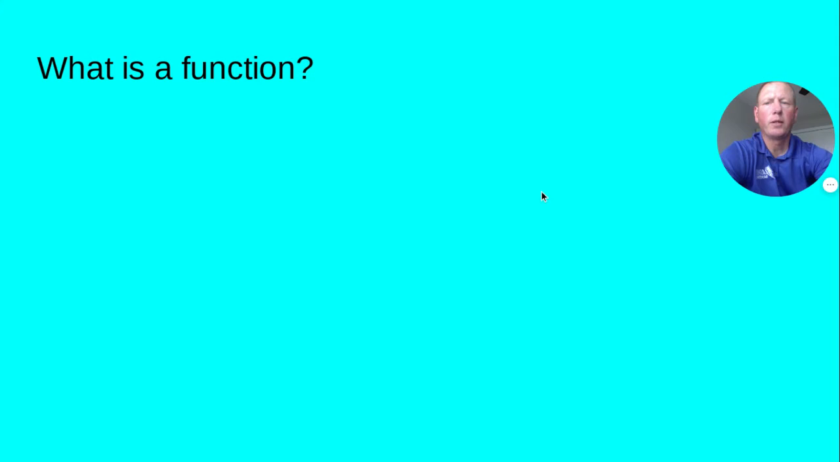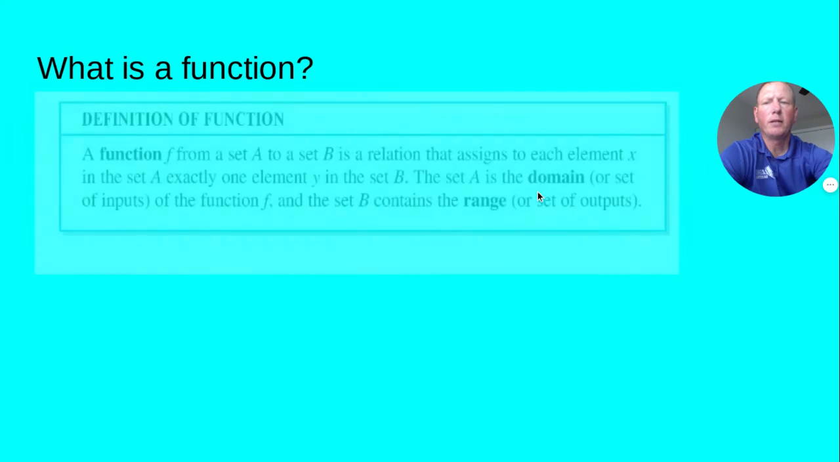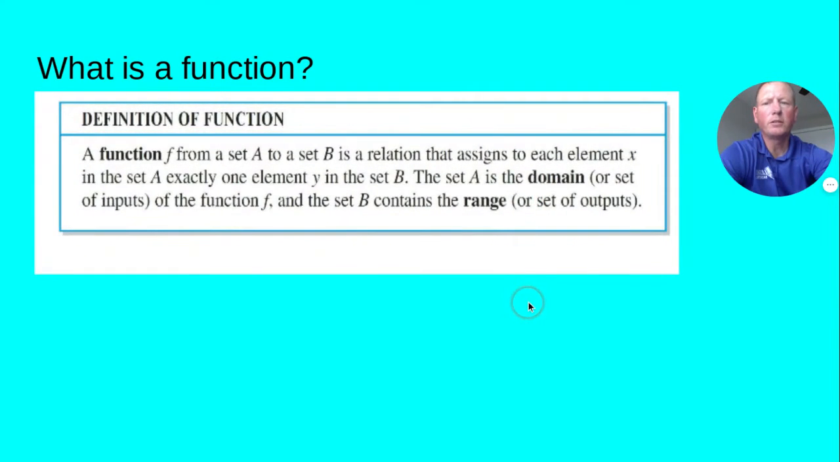Now that we know what a relation is, we can talk about what a function is. By definition, we say that a function f from a set A to a set B is a relation that assigns to each element x in the set A exactly one element y in the set B.